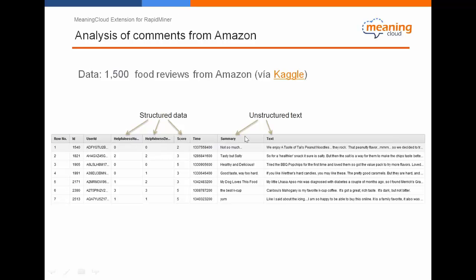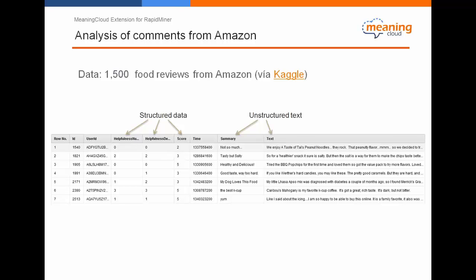And also we have unstructured text in the form of a summary that is created by the user as a kind of a title of the comment, and also the full-length comment, which is in this field called text that contains all the comment about the product.